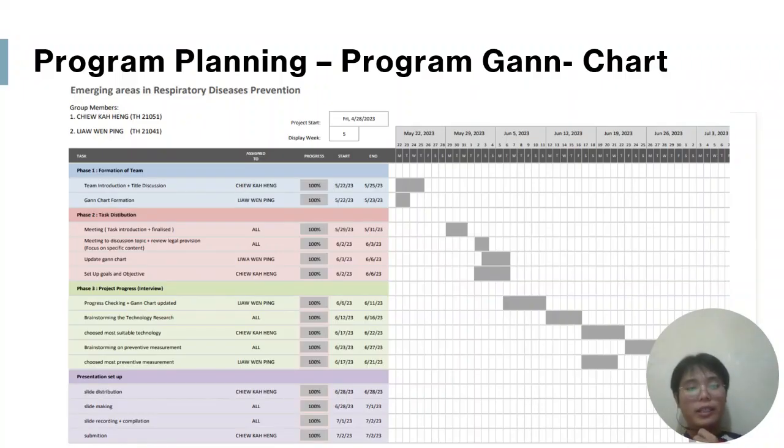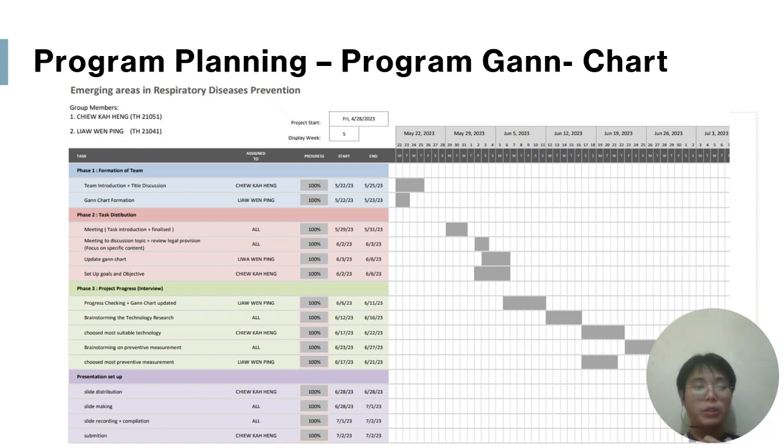This Gantt chart shows the 5 weeks that were used to do this research. The Gantt chart is divided into 4 phases. Phase 1 is the formation of the team. It includes the title discussion with my teammate, Liao Wenping. The Gantt chart was formed in the first week of the team formation. The second phase is the task distribution, in which meetings and task introductions are done and all team members are involved. Setting up the goals and objectives is also located in phase 2.